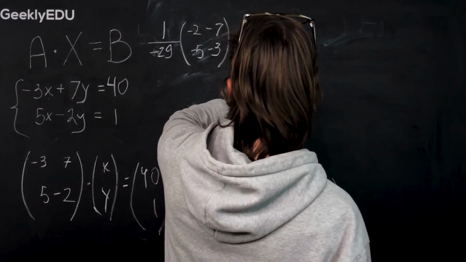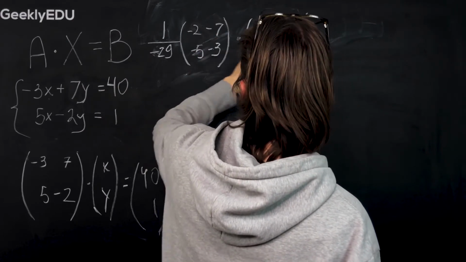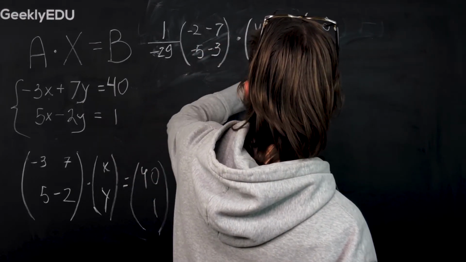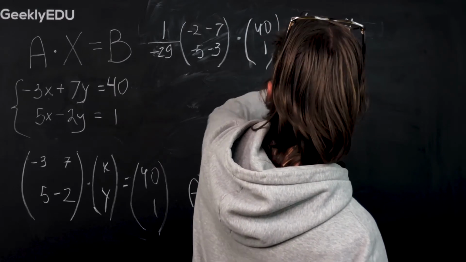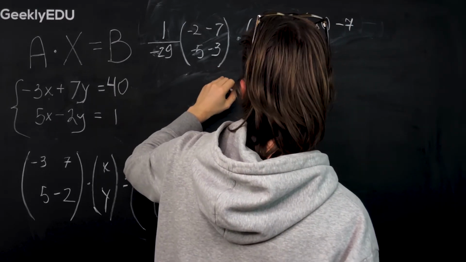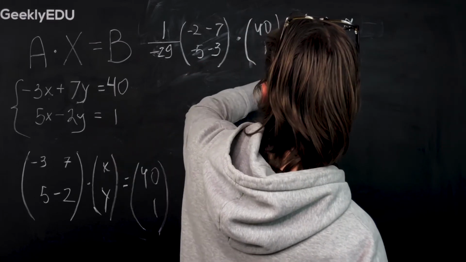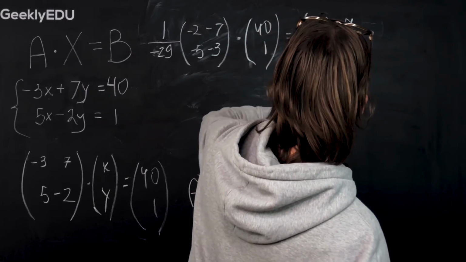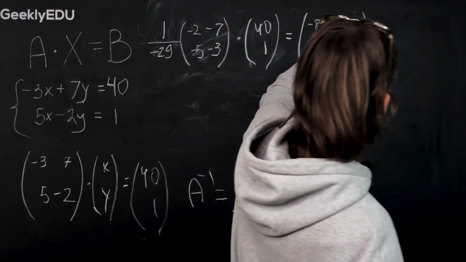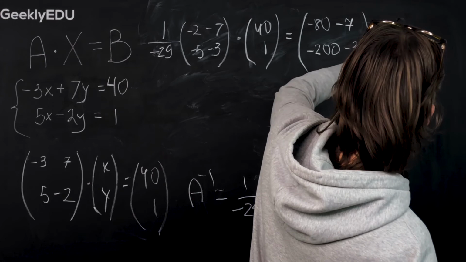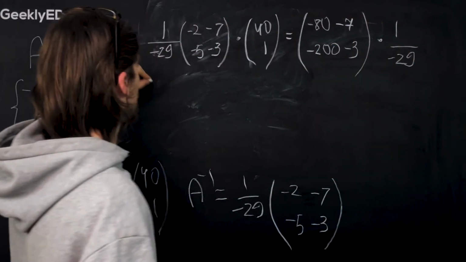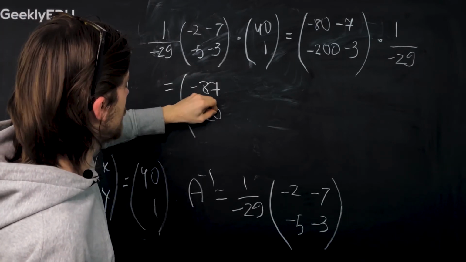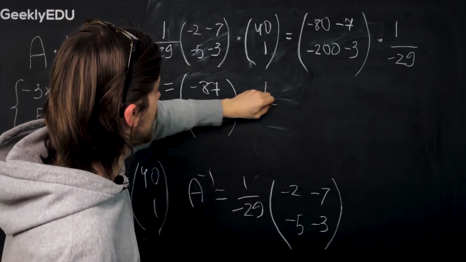Now let's calculate that, and we have negative 80 minus 7 in the first term, and second term is negative 200 minus 3. And we multiply that by 1 over negative 29. That gives us negative 87 and negative 203 multiplied by 1 over negative 29.